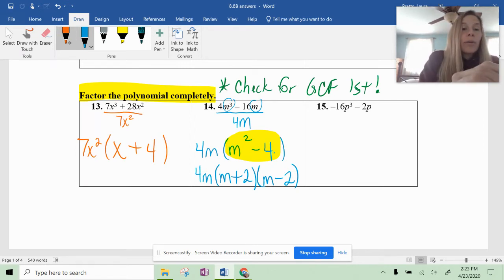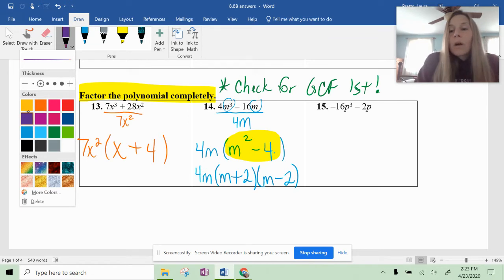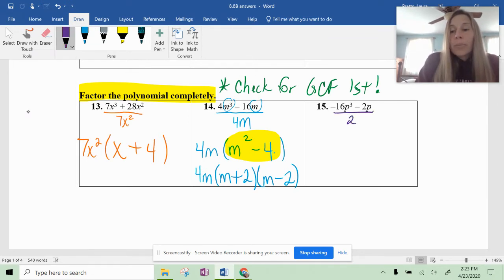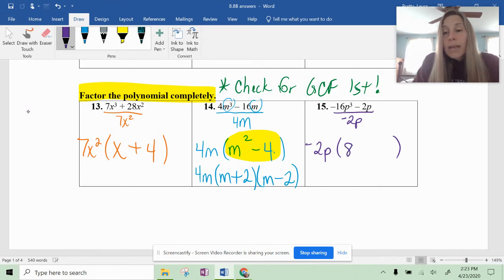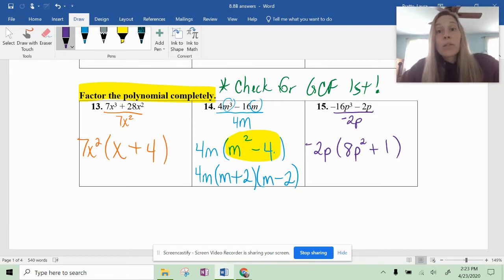Now, if we take a look at number 15, we're going to divide out a 2 and a p, and whenever your lead term is negative, you need to take that out in the GCF as well. So we're going to divide out negative 2p from each of these. Negative 16 divided by negative 2 is positive 8p, and there's still a squared on it because you're only subtracting that exponent there. And then negative 2p divided by negative 2p would be positive 1. Now again, even though I have a p squared, 8 is not a perfect square, and there's a plus sign, so I can't do what I did in number 14.